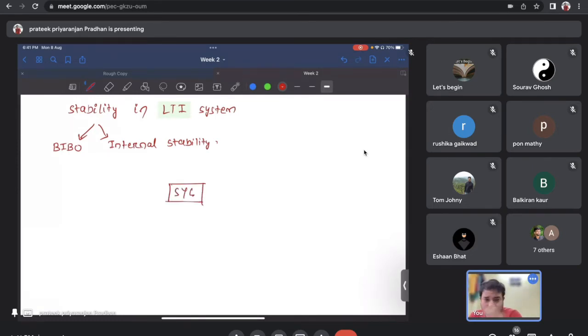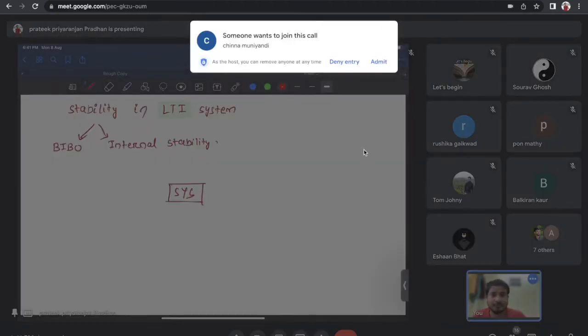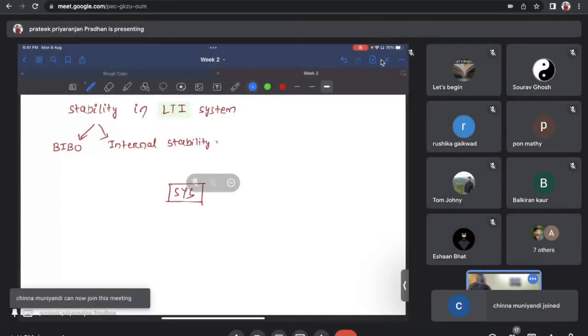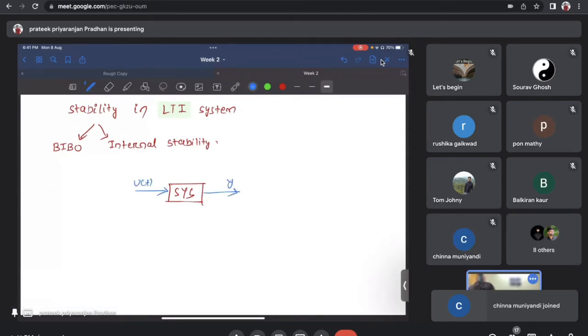So what BIBO stability is: I have my system, I don't know what the system is, I don't care about the system. I give some input and I get some output. This is the general principle of a control system. If I give a bounded input, with some upper limit and lower limit in between, and my output is also bounded, my output doesn't go beyond some value, then that's called BIBO stability: bounded input, bounded output. The name itself is self-explanatory.